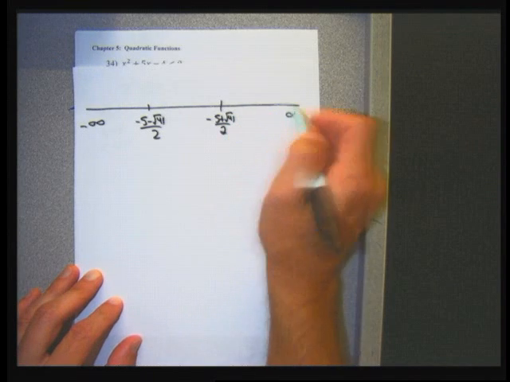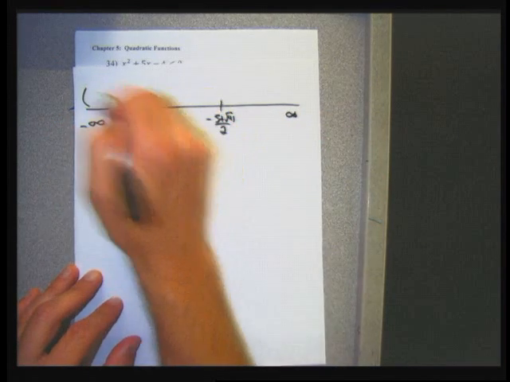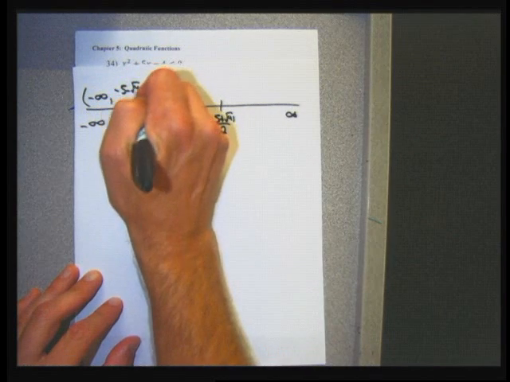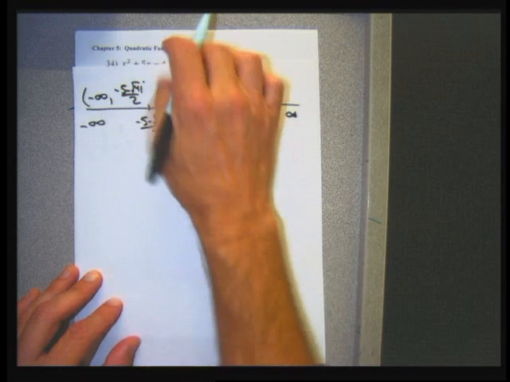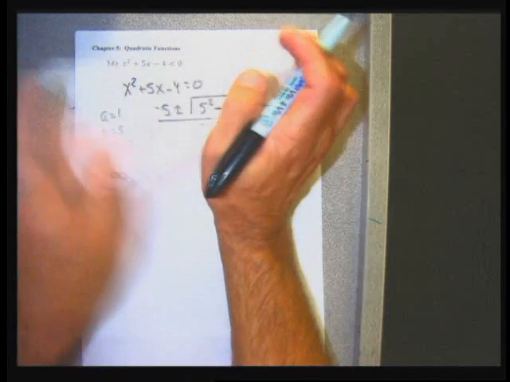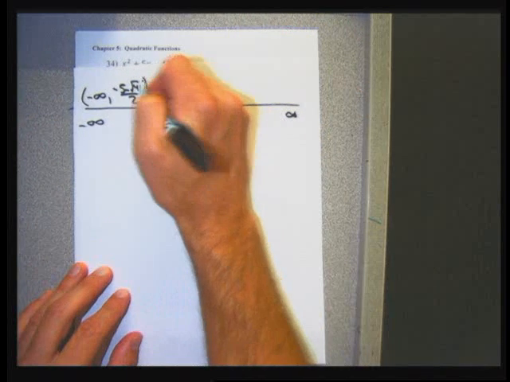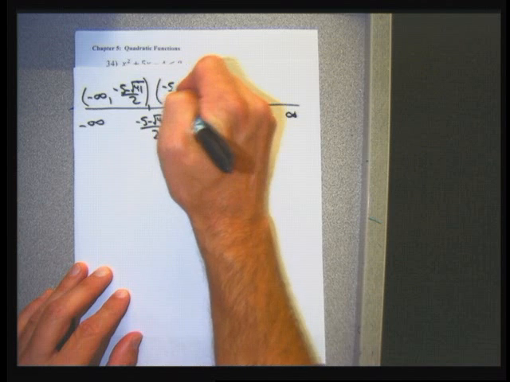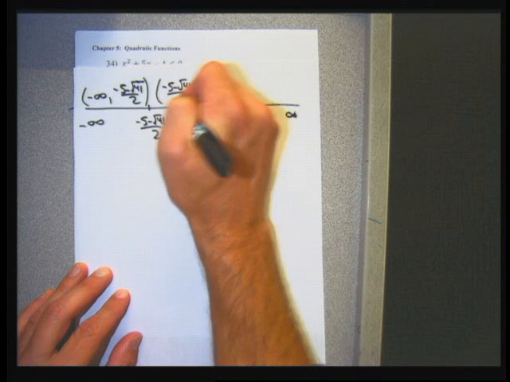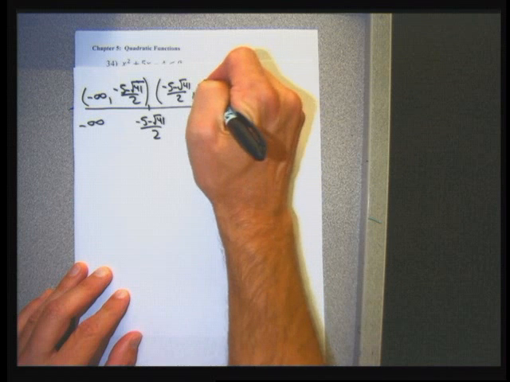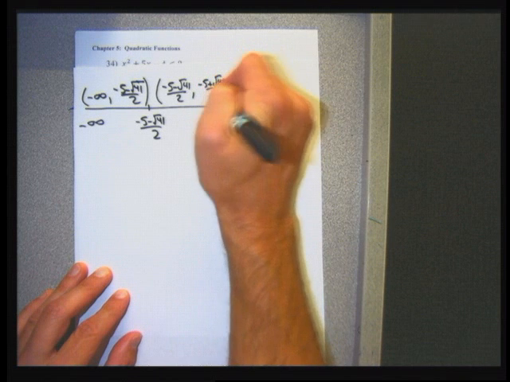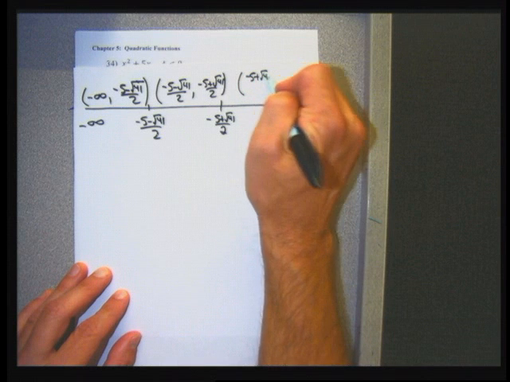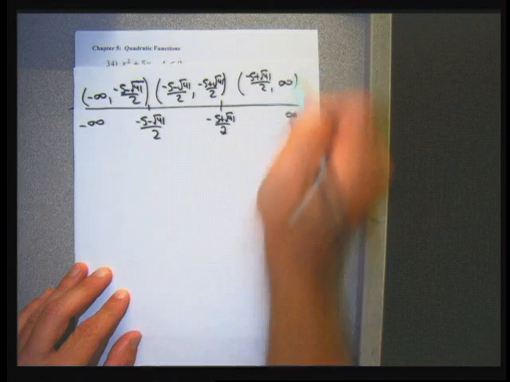and then infinity. So first interval is negative infinity to negative 5 minus the square root of 41 over 2, and round brackets because I don't have the infinities, and then negative 5 minus the square root of 41 over 2, comma, negative 5 plus the square root of 41 over 2, round parentheses, and then negative 5 plus the square root of 41 over 2, comma, infinity.